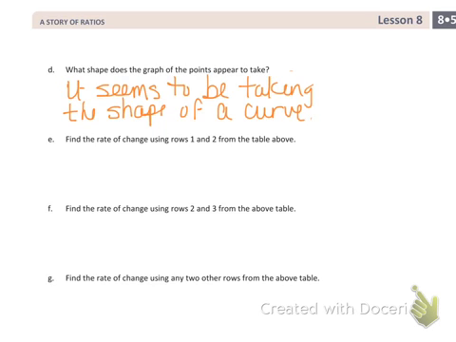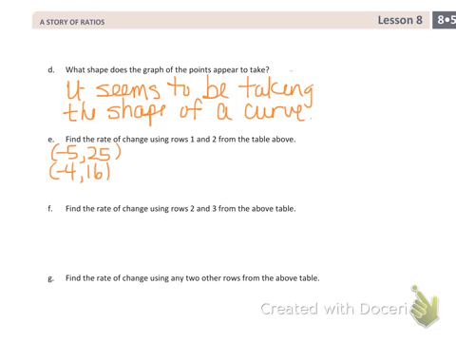Okay, so this graph does appear to be taking the shape of a curve. And we're going to look at the rates of change now. So E says to find the rate of change using rows 1 and 2 on the table. So row 1 would be the ordered pair negative 5, 25. And row 2 would be negative 4, 16.